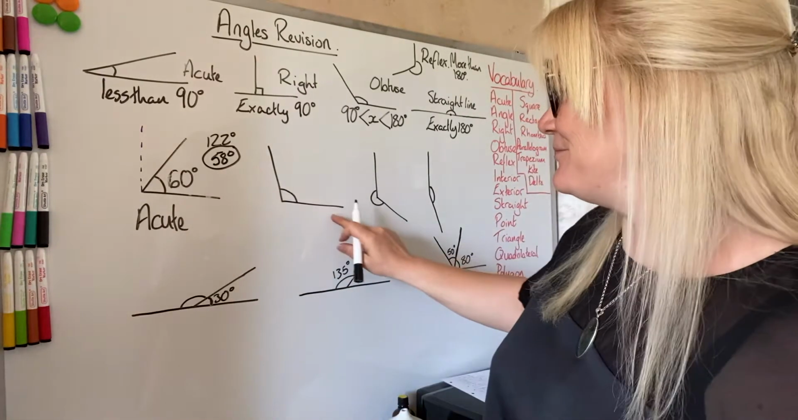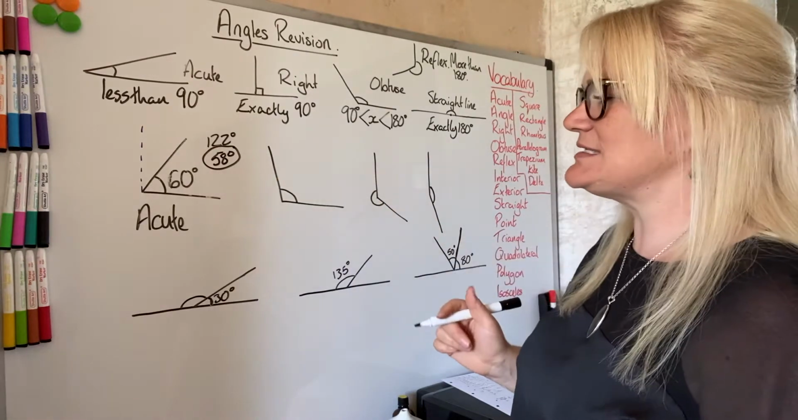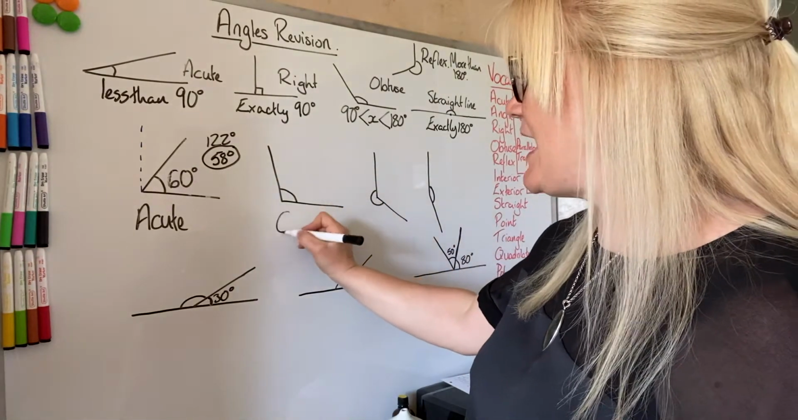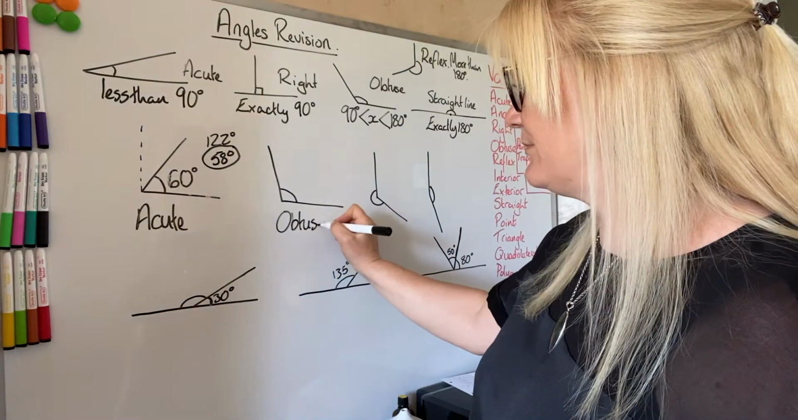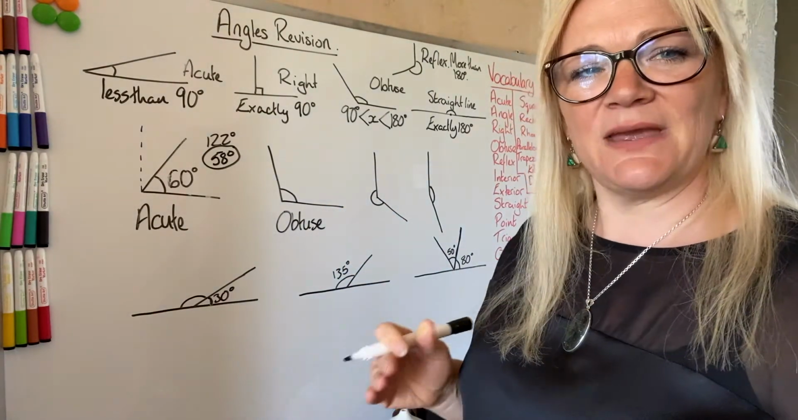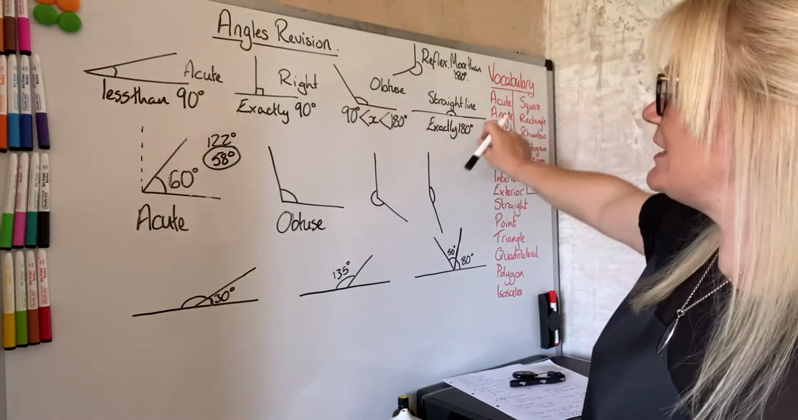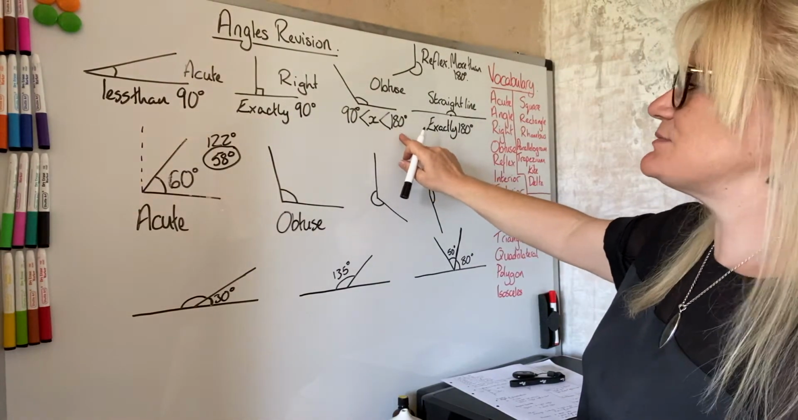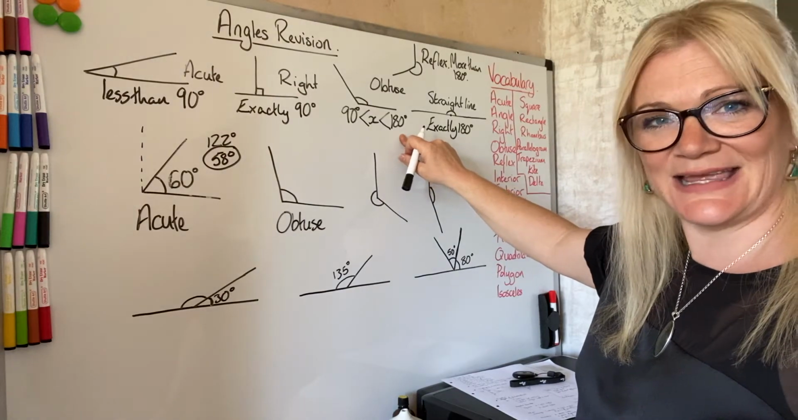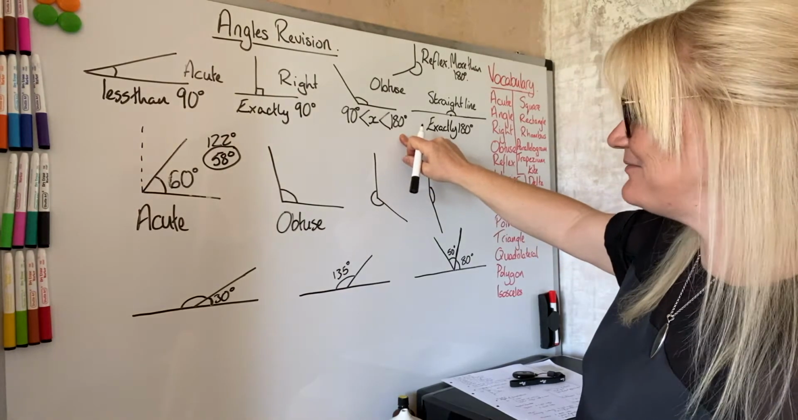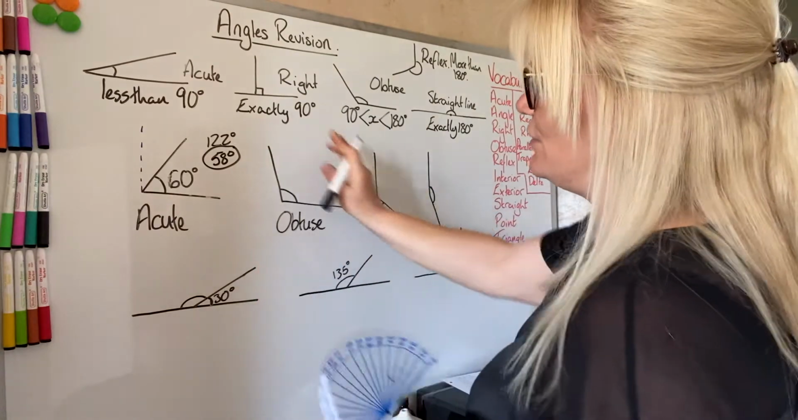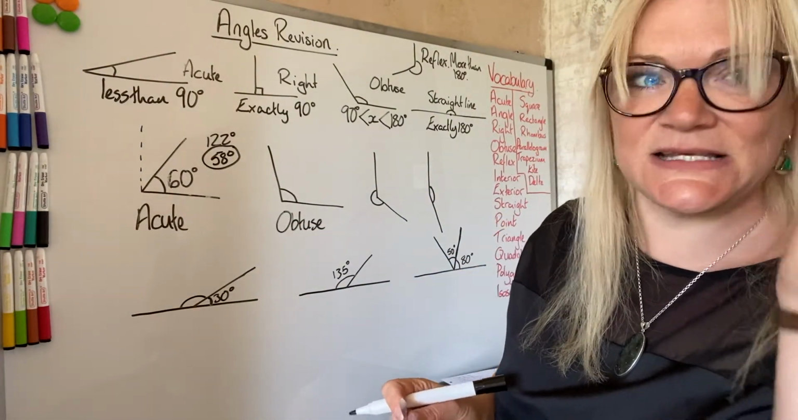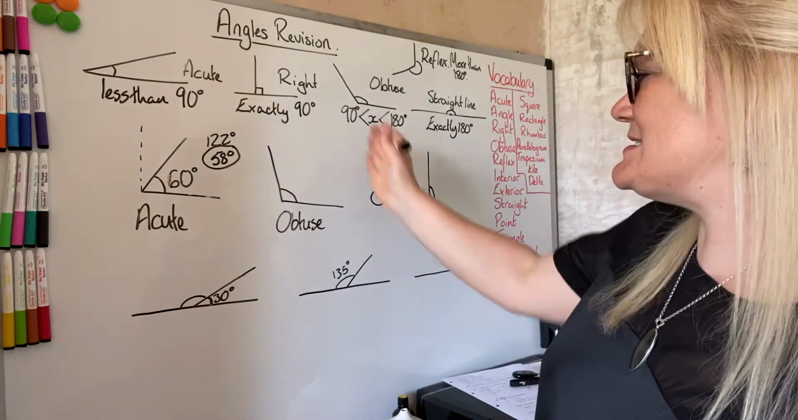Okay? So looking at this angle then, this angle is bigger than 90 degrees, so it is an obtuse angle. Okay, that means we know from what we've got written up here that it must be bigger than 90 degrees and smaller than 180 degrees. So when I put my protractor on in a minute, we're going to be able to measure it and find out exactly how big it is, but we're going to estimate.